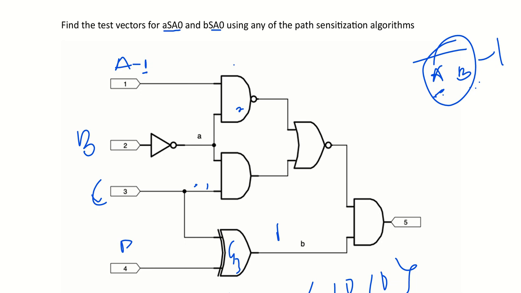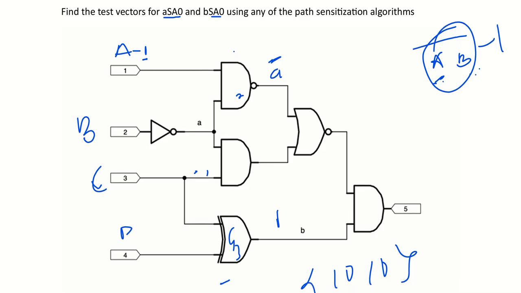So capital A is 1. Then at the output we have A bar. And it doesn't matter whether we have A bar or A. All we want to do, at the end of the day, is have A at the output, propagating through the circuit to the output, so that we can do our determination.